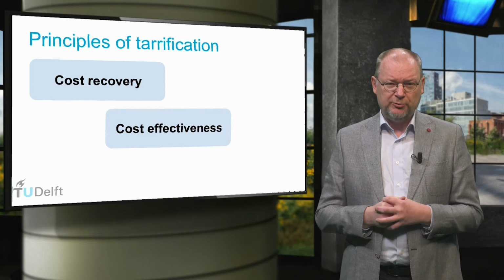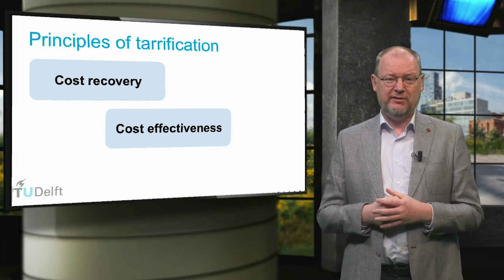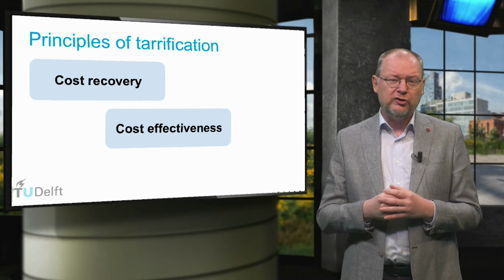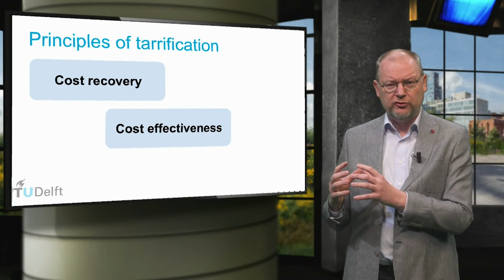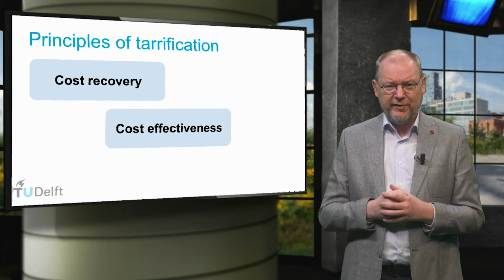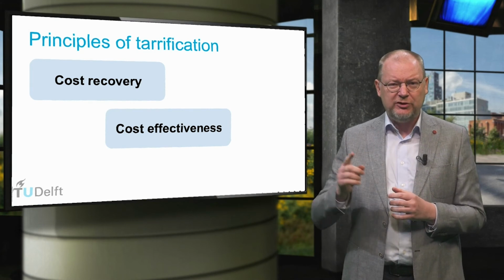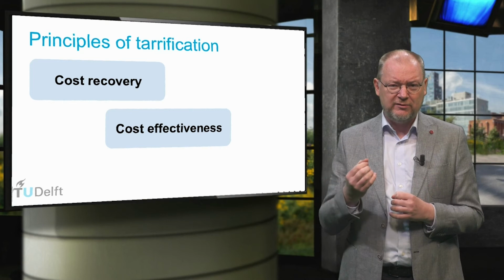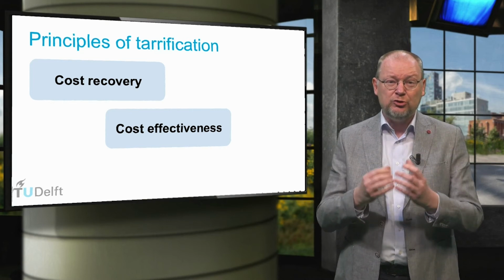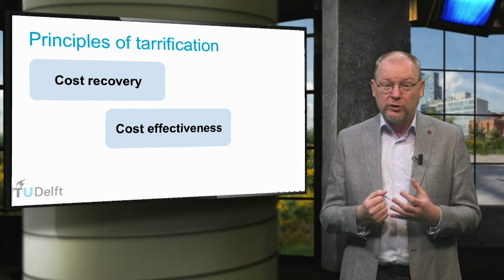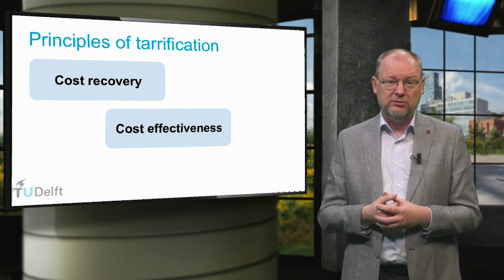The second principle is cost effectiveness. While cost recovery means that the total cost reflects the total revenues, cost effectiveness means that the individual consumers have network tariffs which reflect the cost incurred by their use of the network. Of course, this is more difficult in practice.